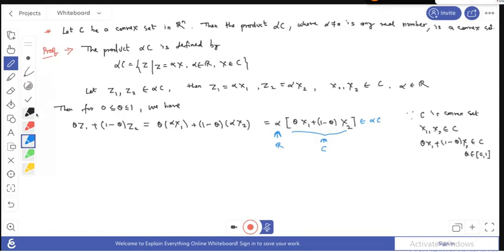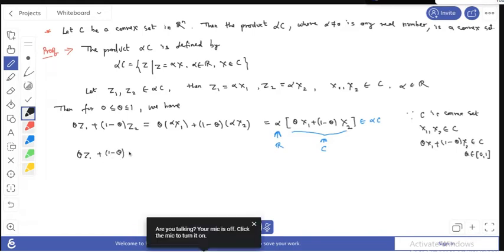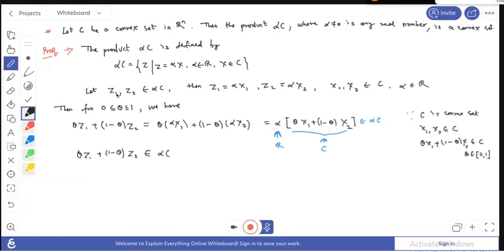So to prove that theta of z1 plus 1 minus theta of z2 belongs to the set alpha C: we took any points z1, z2 that belong to alpha C, and for any theta between 0 and 1, the convex combination of these two points belongs to alpha C. So this implies that alpha C is a convex set. Okay, so this is the proof.